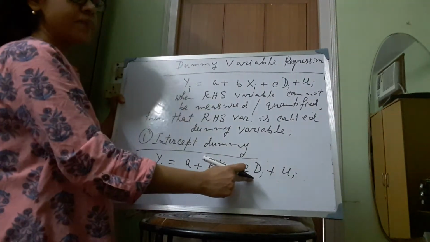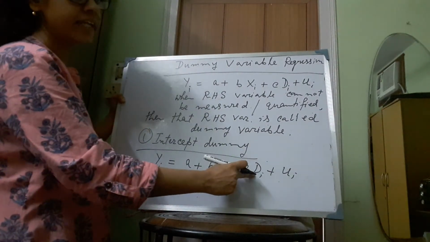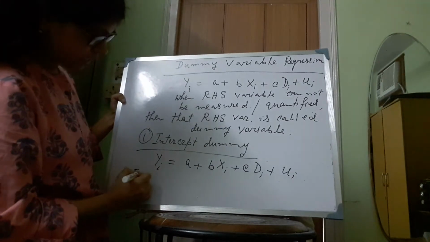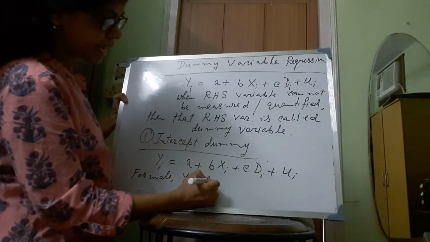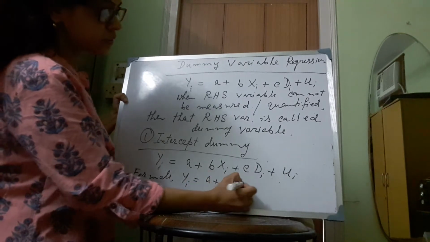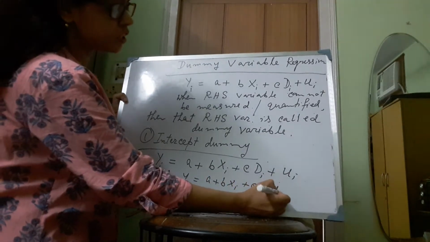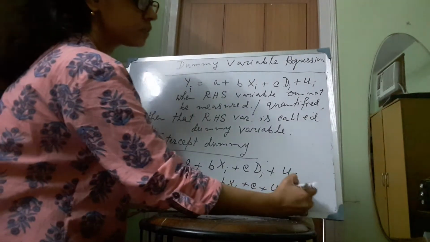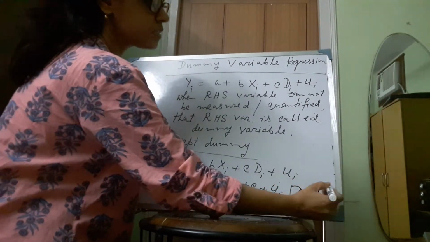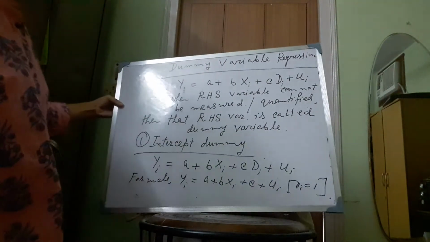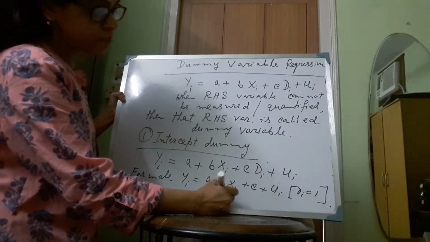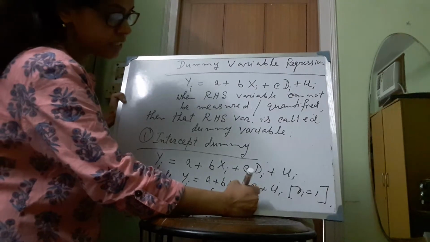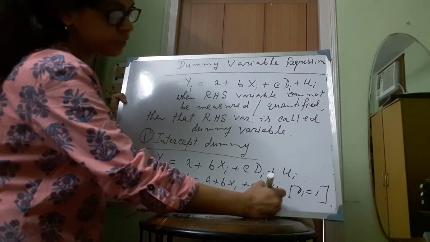Now if a person is male, in that case di takes the value 1. So for male, yi is equal to a plus b xi plus c plus ui, because in that case di is equal to 1, since the person is a male. So in that case this is the equation. So from here we can write a plus c plus b xi plus ui.